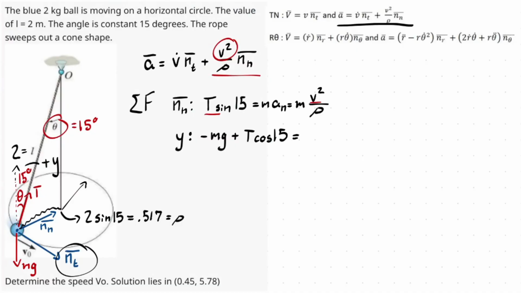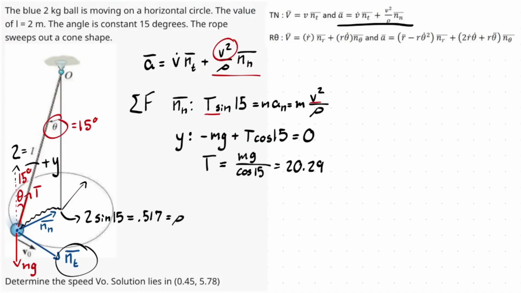And this is going to be equal to 0, because it's tracing out a horizontal circle, and it's not really changing. If you imagine tracing around the circle with this ball, the y value isn't going to be increasing or decreasing. So let's solve for T here. Since all of these are just numbers, T is going to be equal to mg divided by cosine of 15, which is about 20.29.